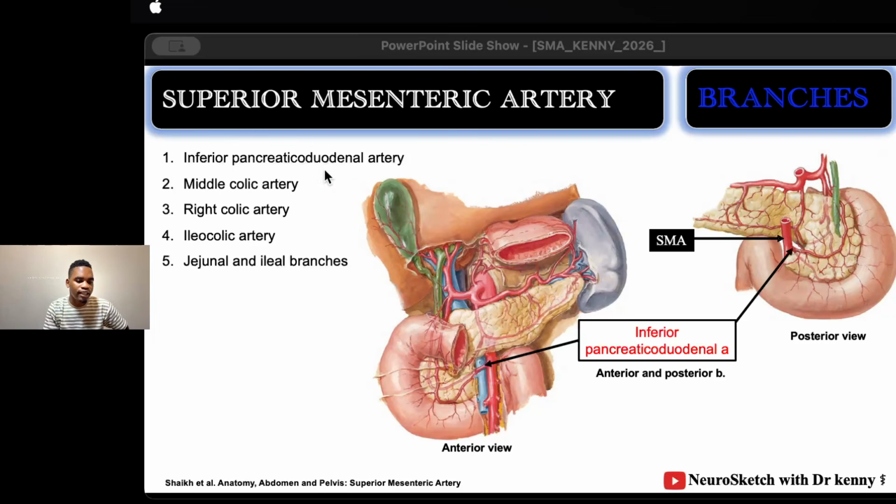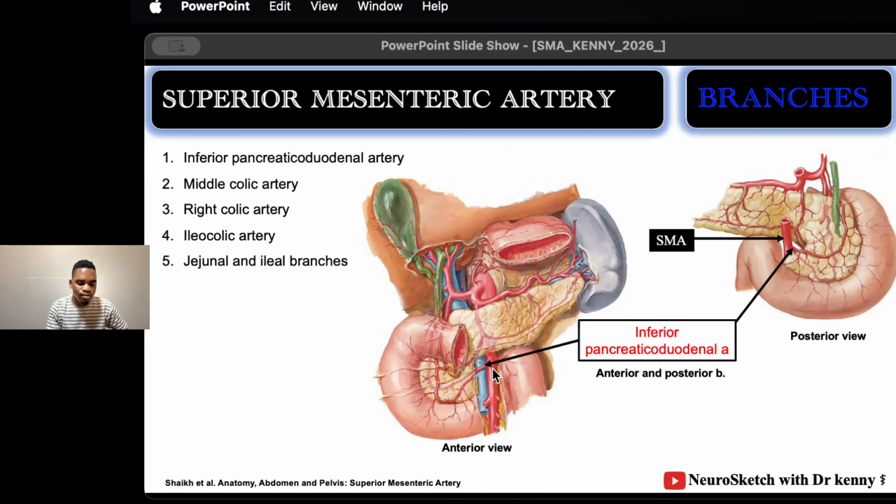We have the inferior pancreaticoduodenal artery, the middle colic artery, the right colic artery, the ileocolic artery, and then we have a bunch of jejunal and ileal branches that are going to supply the mesentery, maybe 12 to 15 branches. Let's start with the inferior pancreaticoduodenal artery.